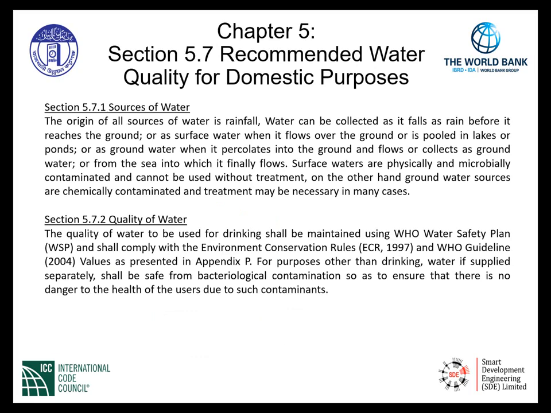5.7.1, Sources of Water. The origin of all sources of water is rainfall. Water can be collected as it falls as rain before it reaches the ground, or as surface water when it flows over the ground, or is pooled in lakes or ponds, or as groundwater when it percolates into the ground and flows or collects as groundwater, or from the sea into which it finally flows.